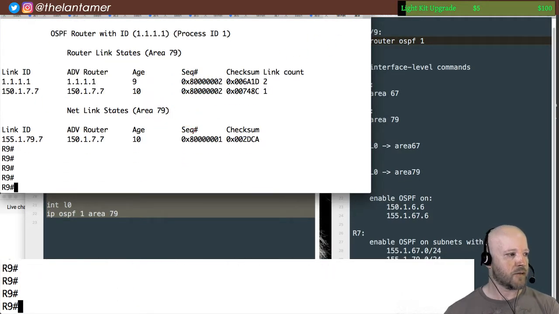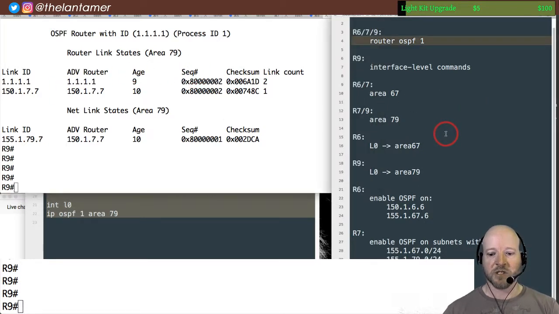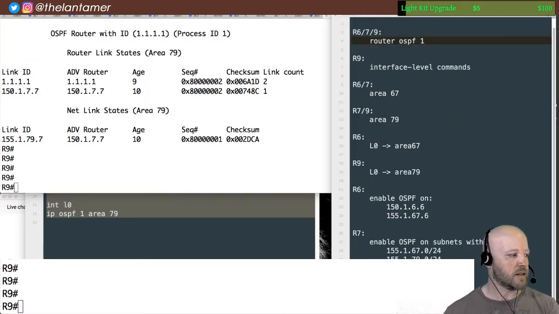Yeah, I'm a little confused by that, but let me check the key, see if there's any information there I might be missing. Yeah, router. Okay, looks right. Yes.